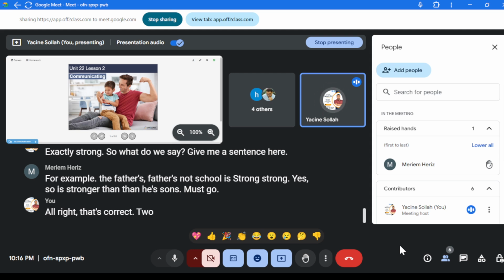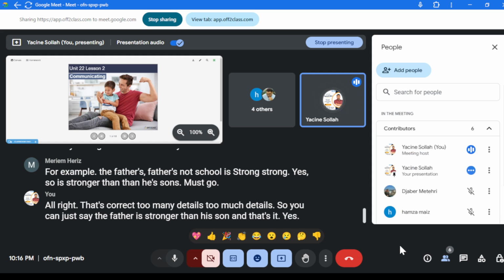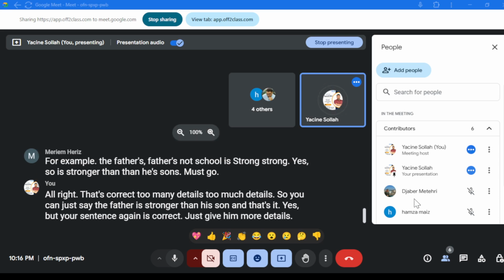Too many details. So you can just say, the father is stronger than his son. And that's it. But your sentence again is correct, just giving more details. Very good. Yes, well done, everyone. Perfect. Communicating. Well, I'm going to skip this for now.